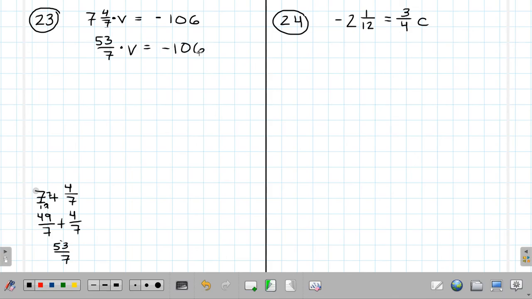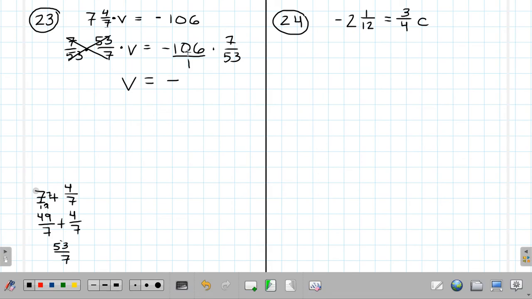Well, 53 over 7, well, if I were to divide by 53 over 7, that's the same thing as multiplying times 7 over 53. Once again, the whole point here is those will essentially cancel out. 7 times 53 is the same thing as 53 times 7. So we have, in this case, let me think for a second, 371 over 371, which would be 1v. And then here, once again, we run into a little bit of a problem, but negative times a positive is a negative. 106 times 7, well, once again, that's a little bit of a toughie.